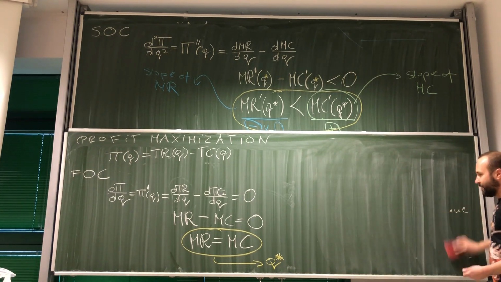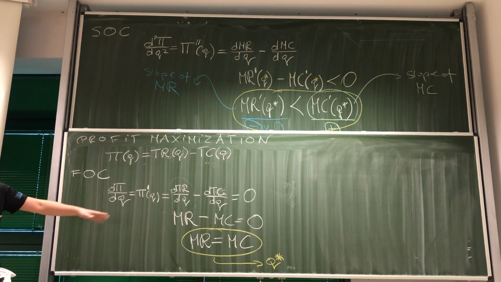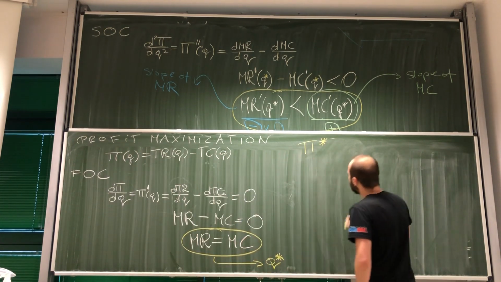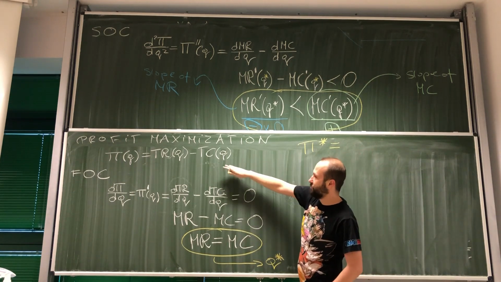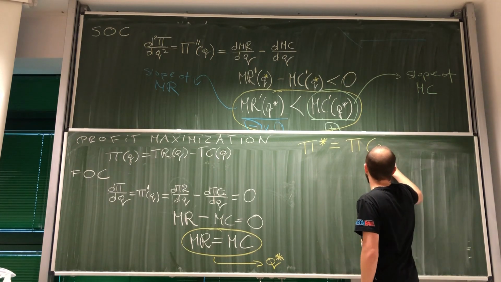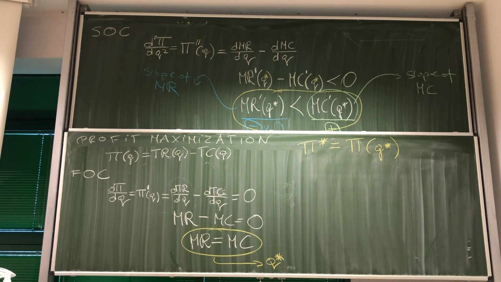Okay, so now let me just point out what we should do at the very end. Once we have found the level of production that maximizes our profit, we can find the maximum profit. How do we do it? We simply take the profit function that we had over here and substitute the optimal level of production, and this will give us the exact value of the profit, the maximum value of the profit that can be achieved.